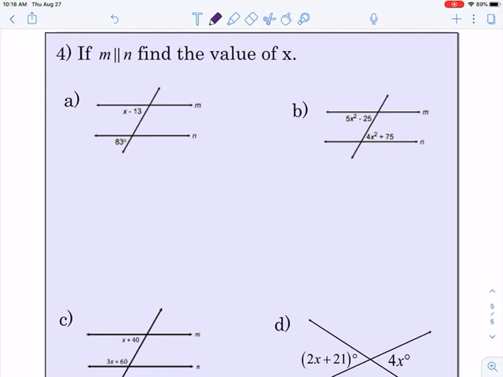Okay, so in A, I have this angle here and then this angle. Again, if I cut this line right here and I take these angles and place them on top of these angles, x minus 13 is going to land right on top of 83. Those are corresponding angles, and corresponding angles are congruent. So congruent means that they're equal. So I'm going to set x minus 13 equal to 83.